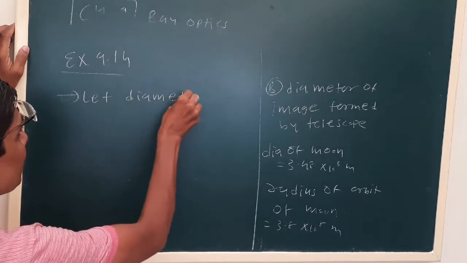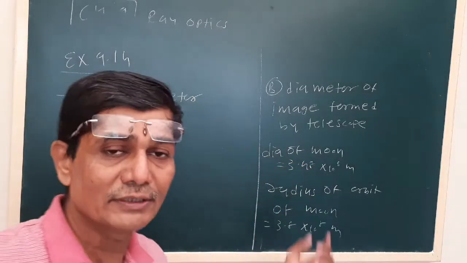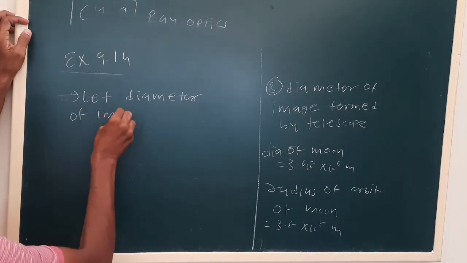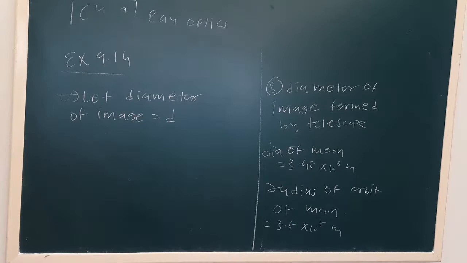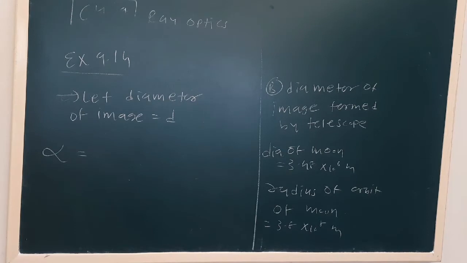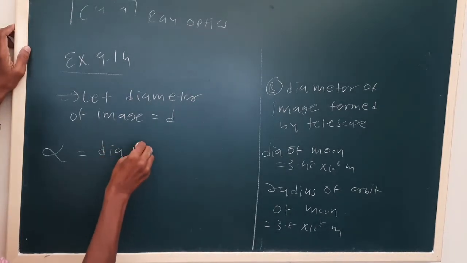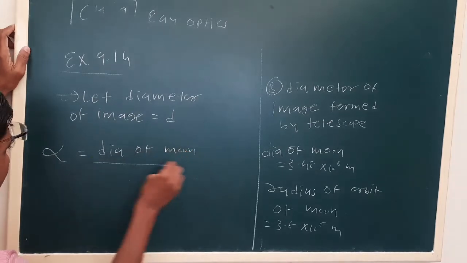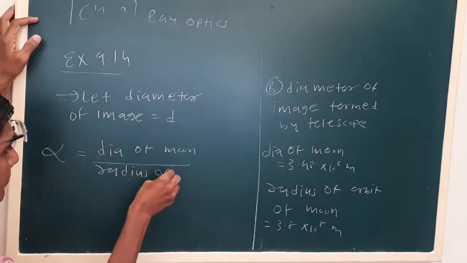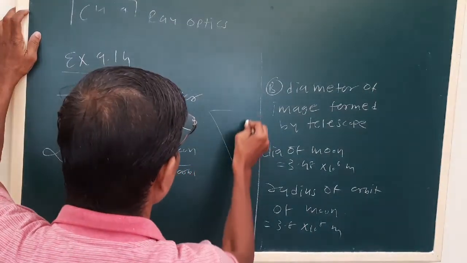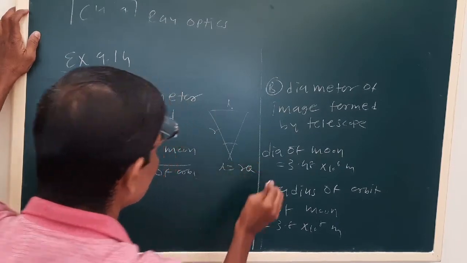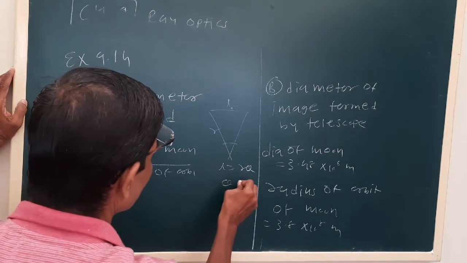See here, the diameter of the moon is given, so the image also will be in the form of a diameter. Let us say the diameter of the image is D. Now we observe alpha. Alpha is the angle subtended, that is, the diameter of the moon upon the radius of the orbit. Let us say L is equal to R theta, so theta is equal to L upon R.